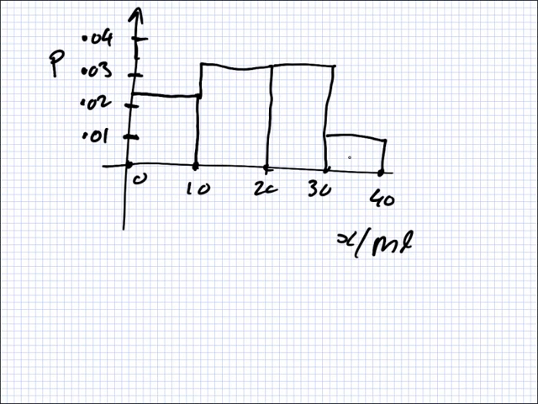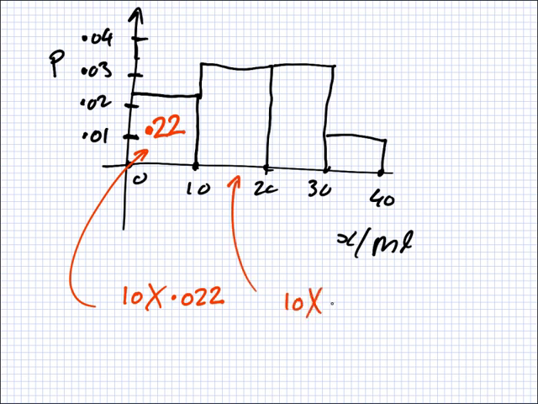Okay, let's calculate the areas. So again, the first one here, it's 10 multiplied by 0.022, isn't it? So what's that? 0.22. Okay, the next one, what's the area? It's 10 multiplied by 0.033, isn't it? So what's that one? 0.33. And then this area? Same thing. And then the last one would be 0.11. Now if you add them all up, you'll get roughly 1, because we have to round off some of these.